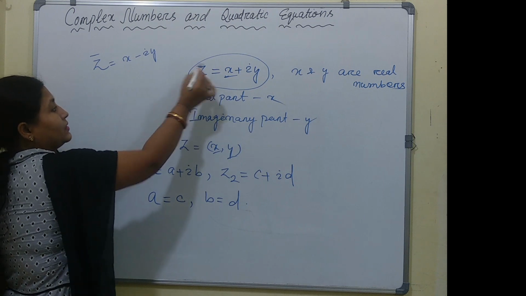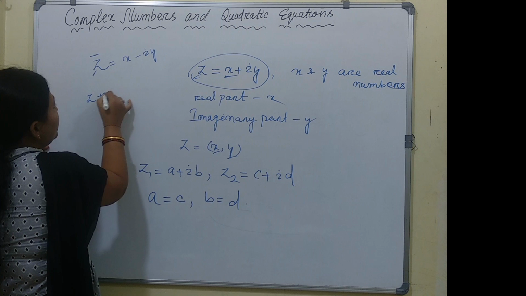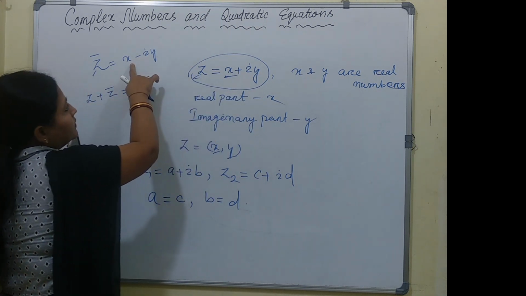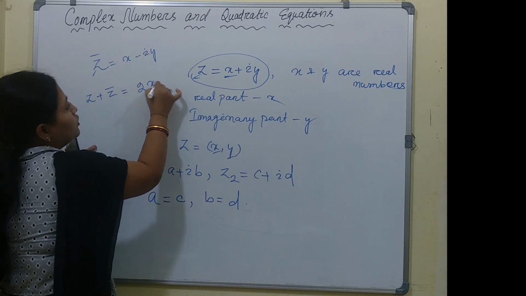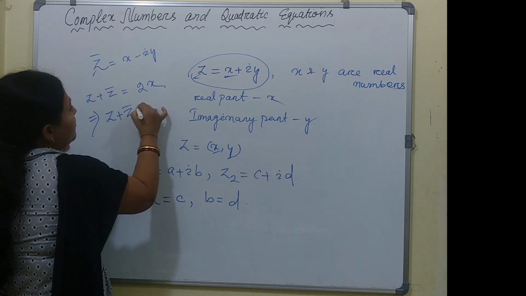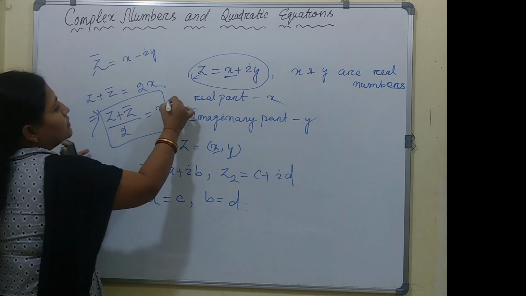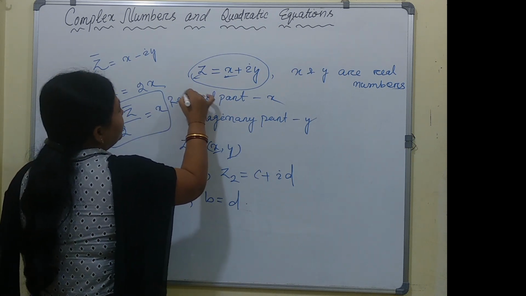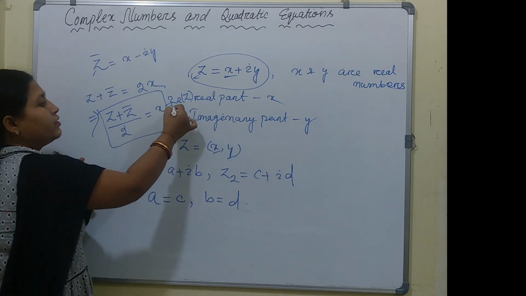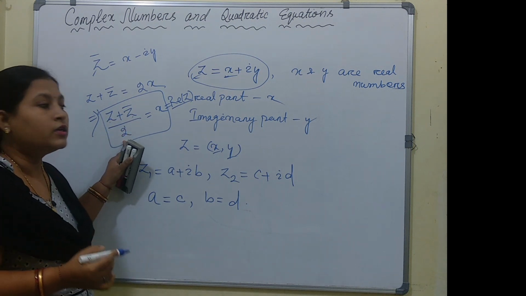When we add z with z bar, we get z + z̄ = x + iy + x − iy, that is 2x. So that implies (z + z̄) / 2 = x. That is the real part of z. x is the real part of z, and here we get Re(z) = (z + z̄) / 2.